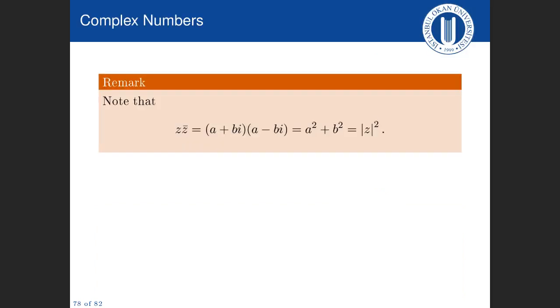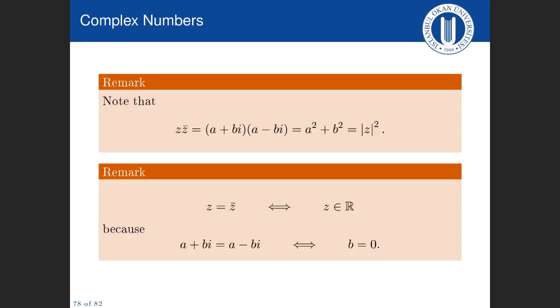Note that if we multiply z by the complex conjugate of z, so that's a plus bi multiplied by a minus bi, the complex conjugate, we take whichever sign we have in front of the i, and we change it to the other sign. So plus becomes minus and minus becomes plus. If we multiply this out, we get a squared plus b squared, which is just the modulus of z squared.